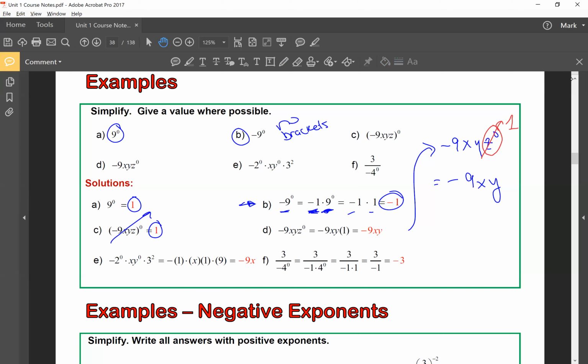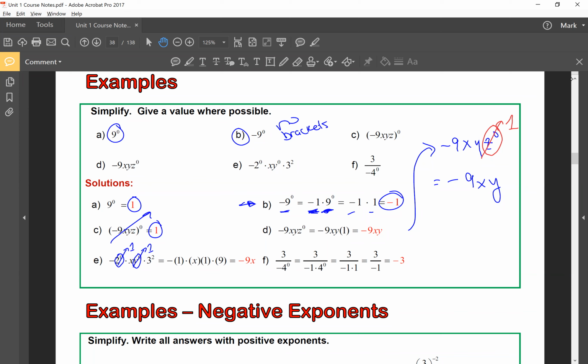Okay, what about E? Personally, I would never give you a question like E. E is just written to challenge you. No normal human would write a question like E, but sometimes math teachers are not normal humans. You really want to look at what the 0 is touching. Whatever the 0 is touching turns into a 1.